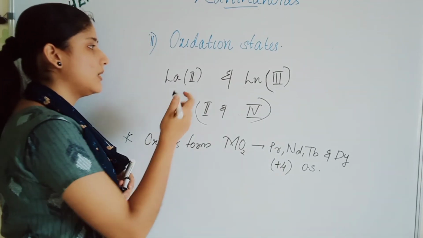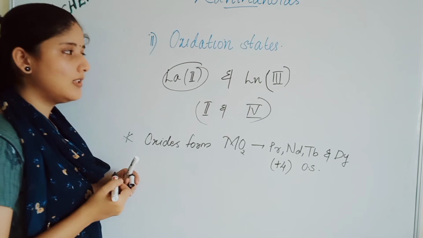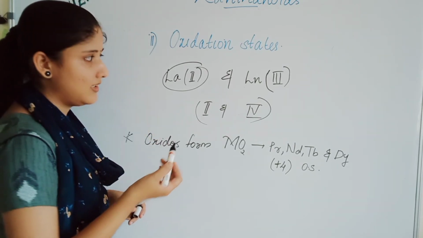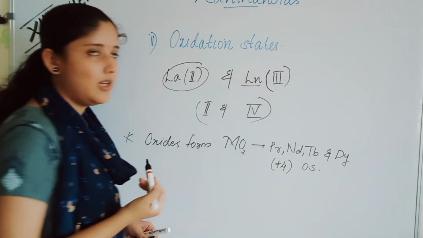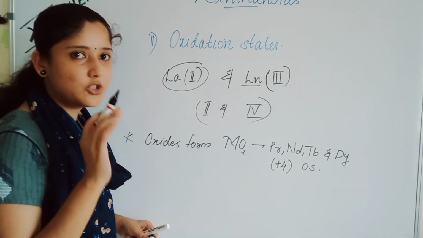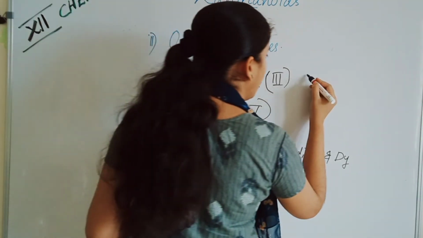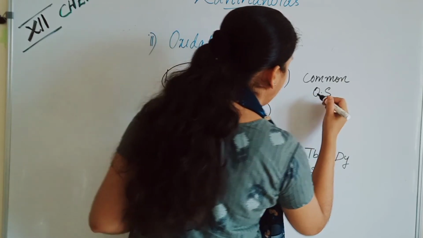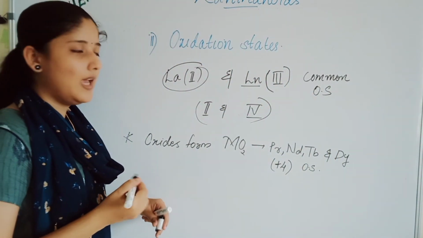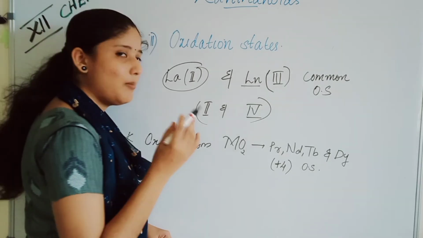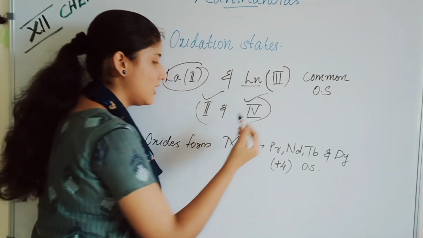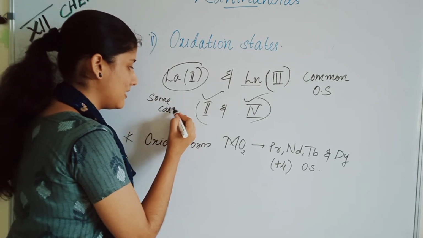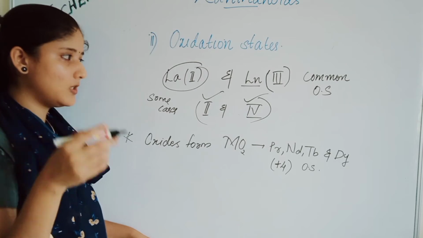Lanthanum shows +2 oxidation state. Ln is the representation for lanthanoids. Lanthanoids in common show +3 oxidation state, that is the common oxidation state. Common oxidation state of lanthanoids is +3. And in some cases, some lanthanoids show +2 and +4 oxidation state.